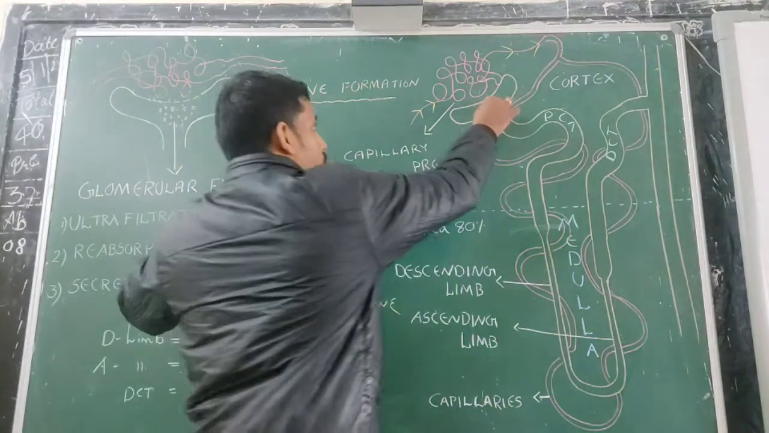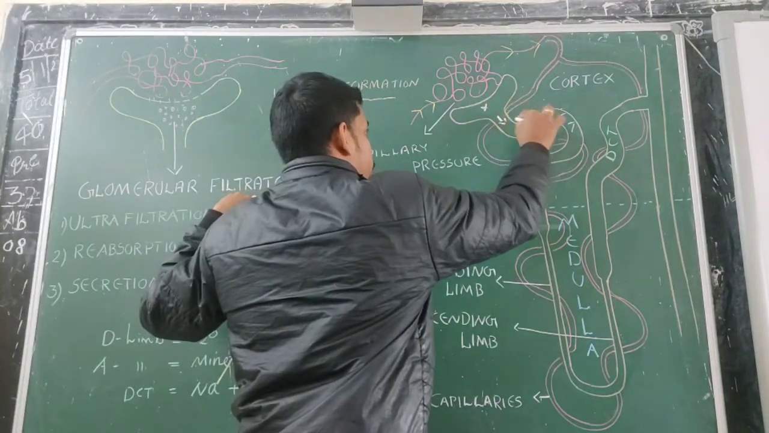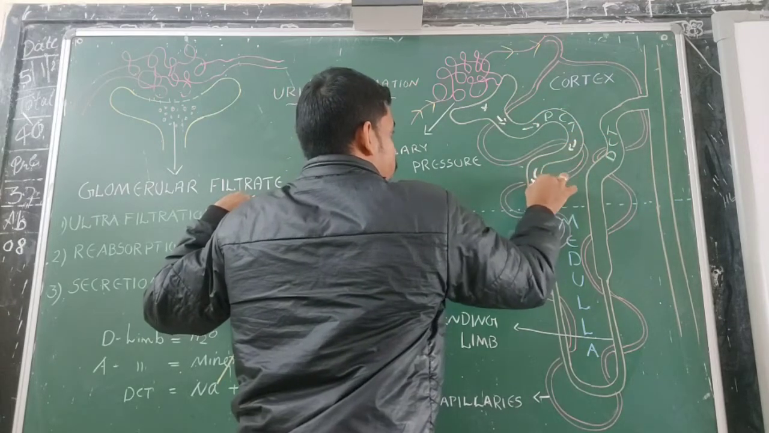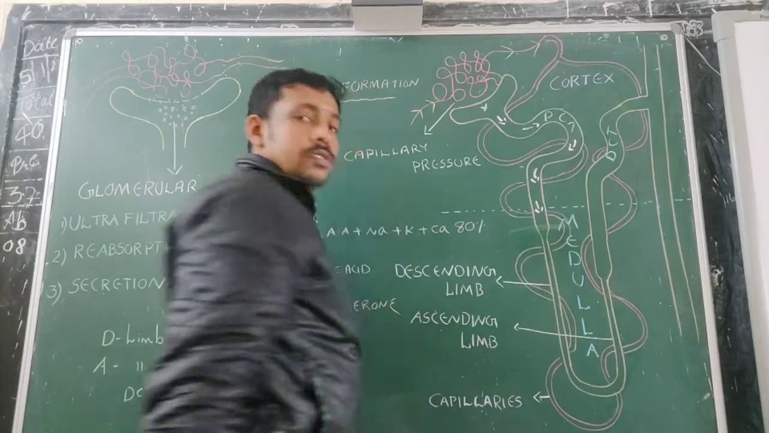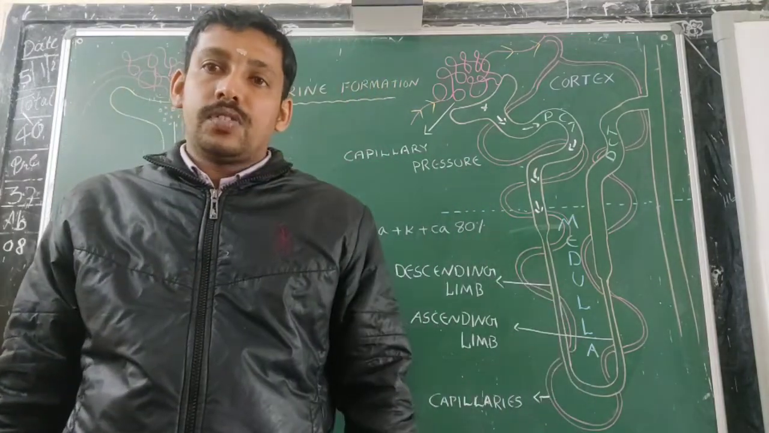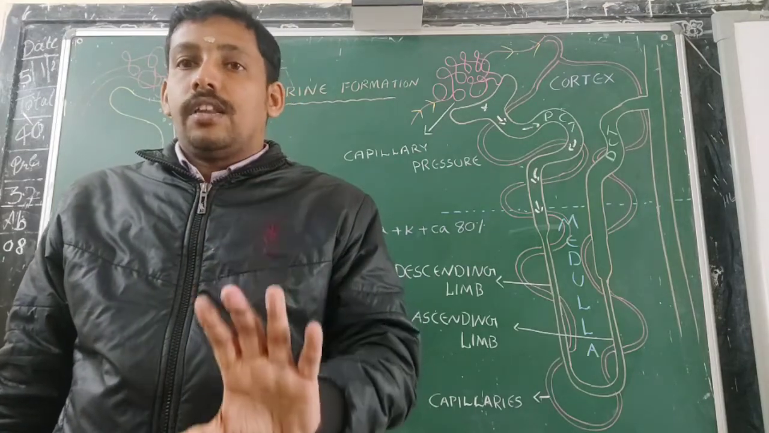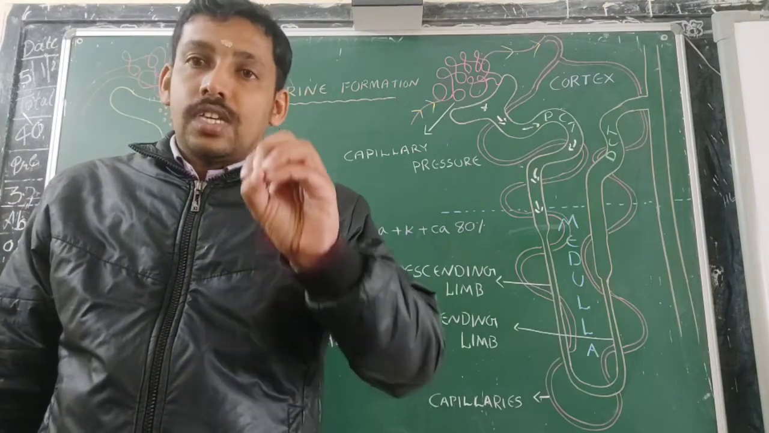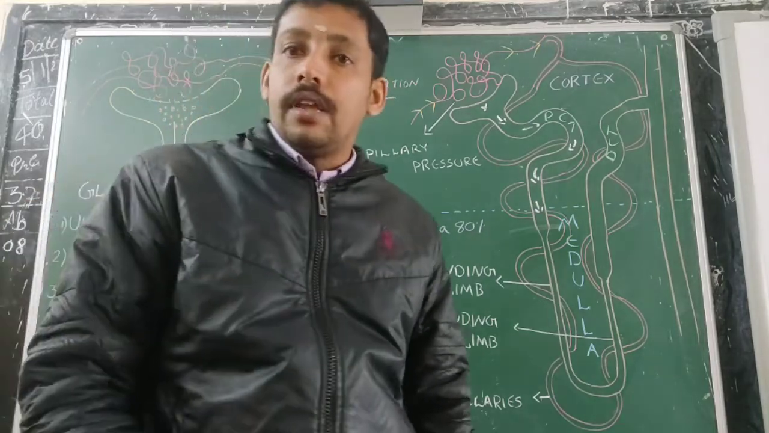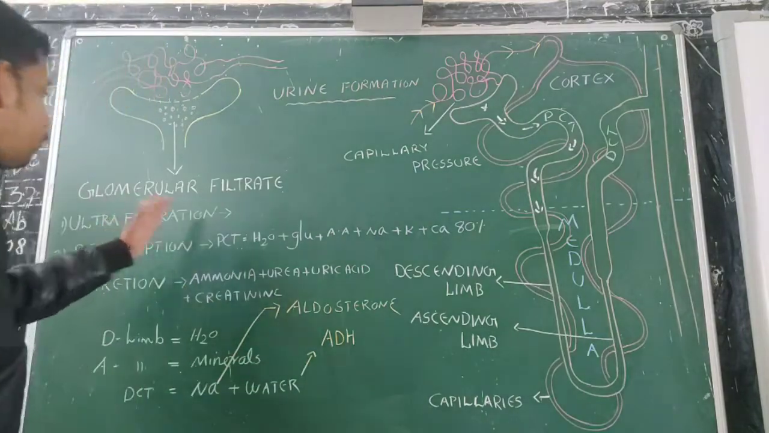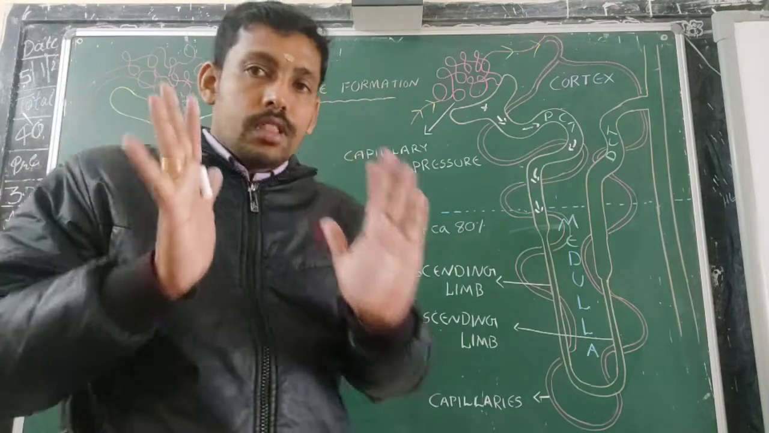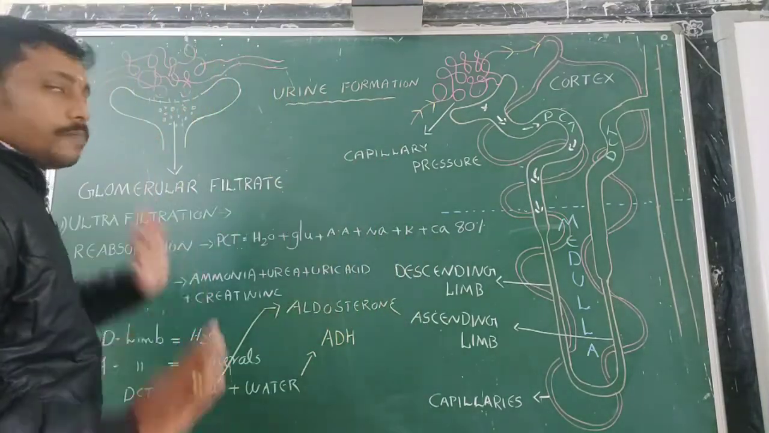From here the glomerular filtrate moves on its journey in this direction. Actually, the glomerular filtrate cannot be considered urine, because it contains many essential materials that are very important for our body. So the first step in urine formation is ultrafiltration. That means the filtration is over, and then we get the glomerular filtrate here.